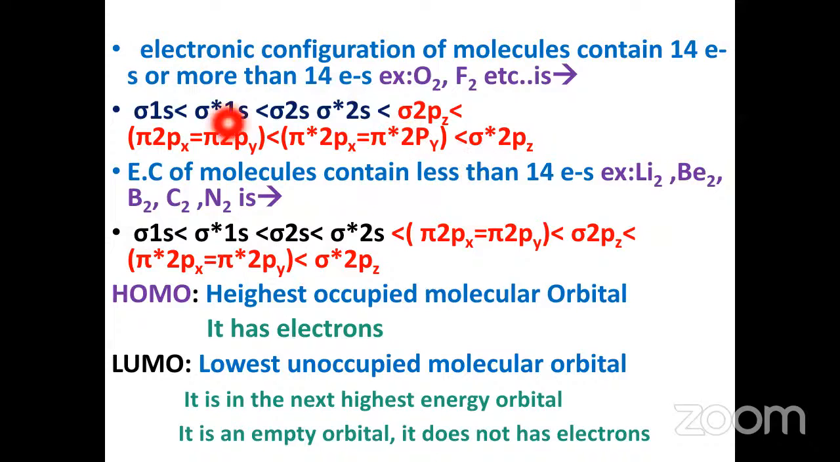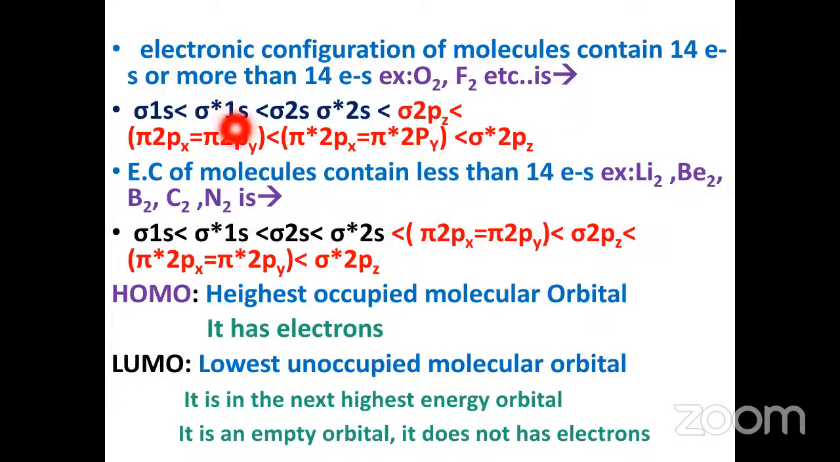Here, this is the sigma star 1s orbital, and here it is also the sigma star 2s orbital. And here pi star 2px, pi star 2py, and sigma star 2pz. These are all anti-bonding molecular orbitals.